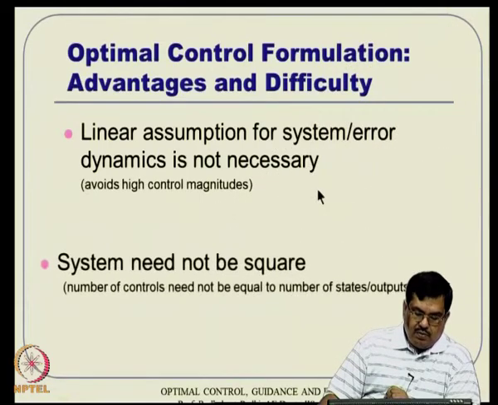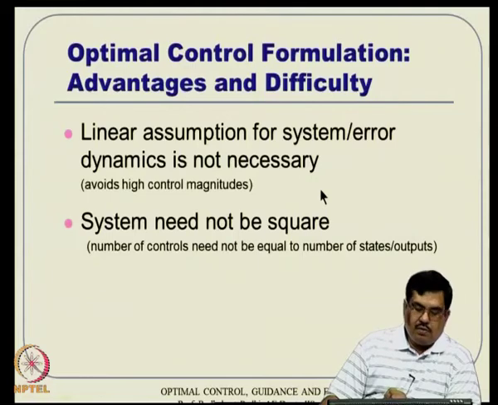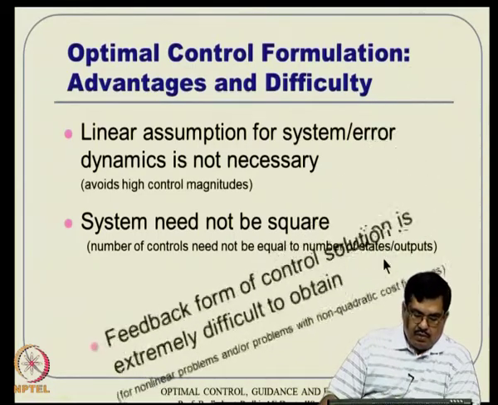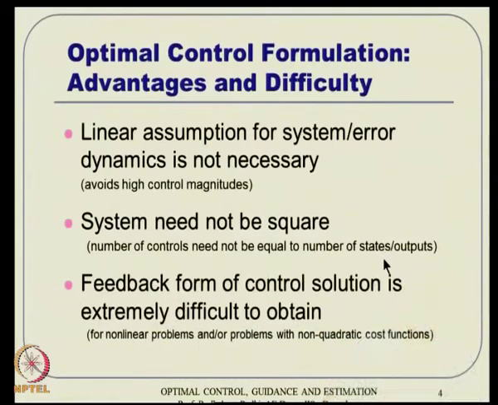The other one is the system need not be square, that means the number of controls need not be equal to the number of states or outputs. The third one is that feedback form of control solution is very difficult. These are good things, but this is actually a very bad thing because feedback form of control solution typically happens to be quite difficult.